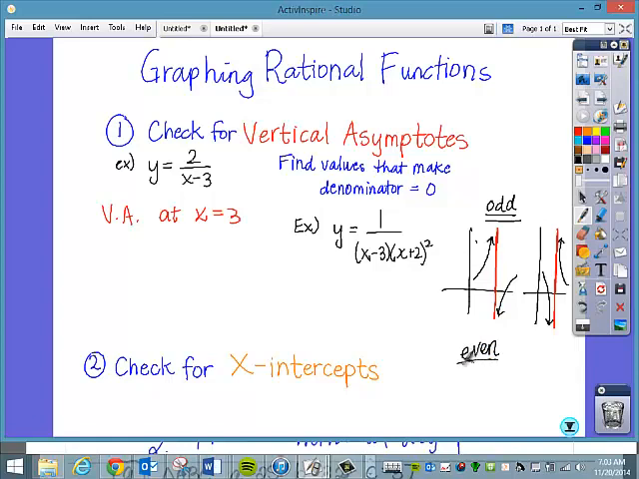Even: your function will point in the same direction, up towards the asymptote, or down towards the asymptote, like this.